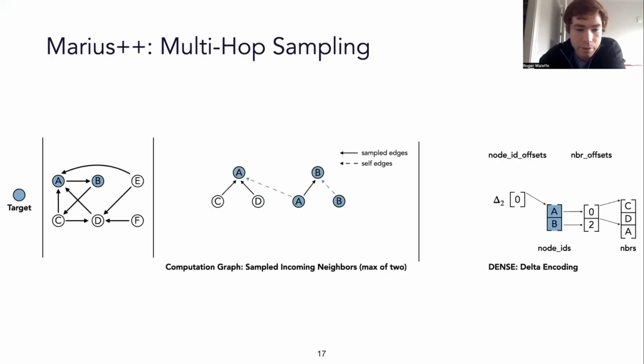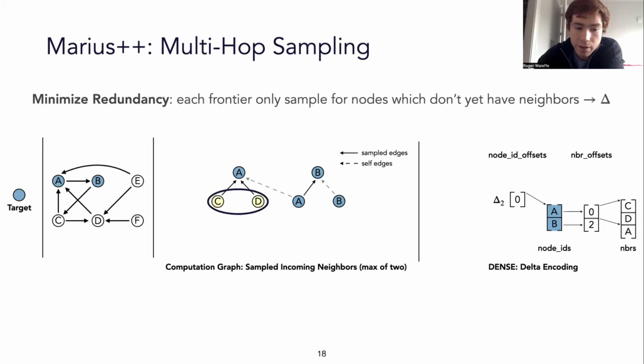So returning to our previous example, let's assume that we've already sampled the neighbors for the target nodes A and B. At this point, the DENS data structure contains the following information as shown. There's a node IDs array containing the target nodes, which we've defined to be delta 2, with the 2 coming from the fact that we're using a 2-layer GNN. And then there's a neighbors array, which stores their sampled neighbors. And since each node may have a different number of neighbors, there's also a neighbor offsets array, which tracks which neighbors belong to which node ID.